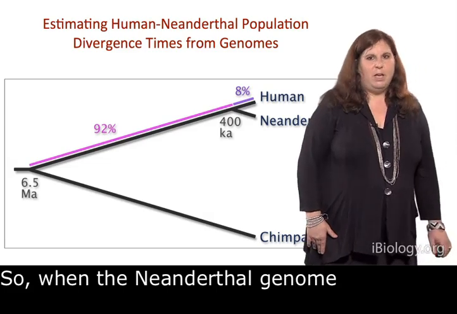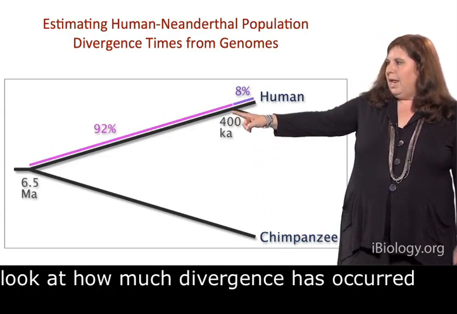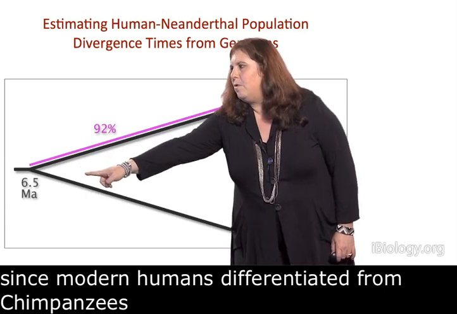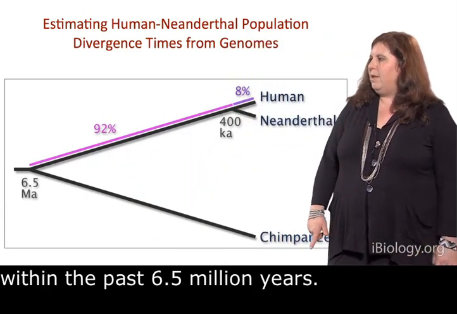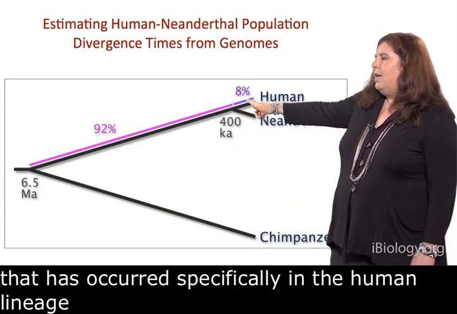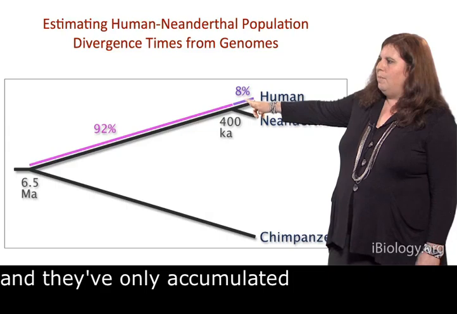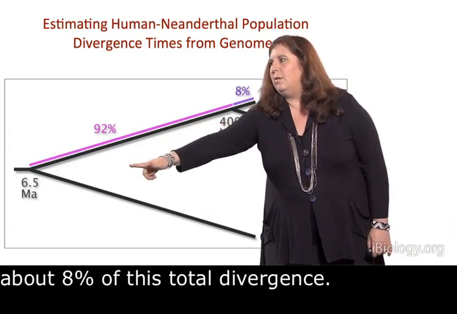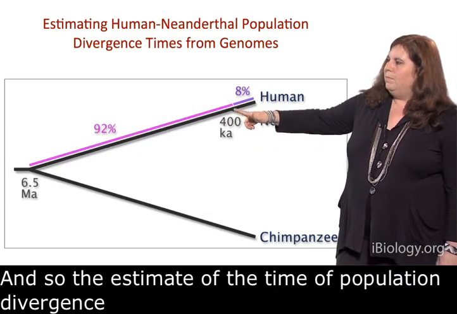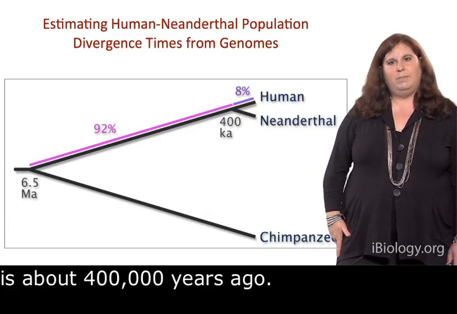So when the Neanderthal genome was compared to the human genome, what you can do is first look at how much divergence has occurred since modern humans differentiated from chimpanzees within the past 6.5 million years. And you can look at the divergence that has occurred specifically in the human lineage since they diverged from Neanderthal. And they've only accumulated about 8% of this total divergence. And so the estimate of the time of population divergence between humans and Neanderthals is about 400,000 years ago.